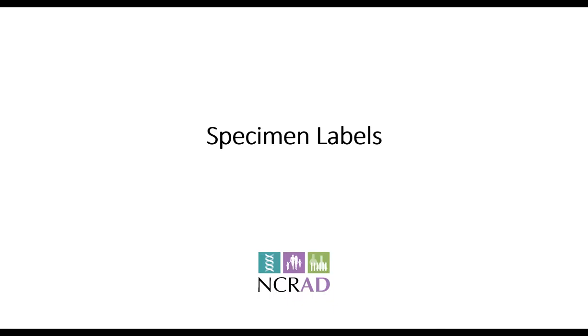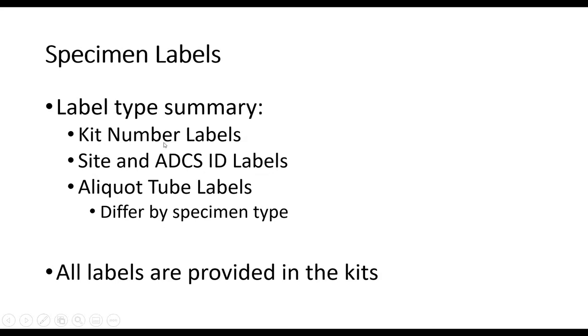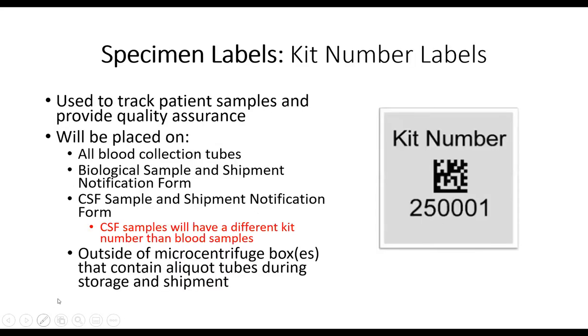Okay, so let's go into labels. So there are 3 types of labels that you will use for the VIVA Mind study: the kit number label, the site and ADCS label, and the aliquot tube label. The one thing to note about the aliquot tube label is that it will differ by specimen type, and we'll show some examples of all of these. All labels are provided in the kits, so you will have everything you need when we send you the kits.